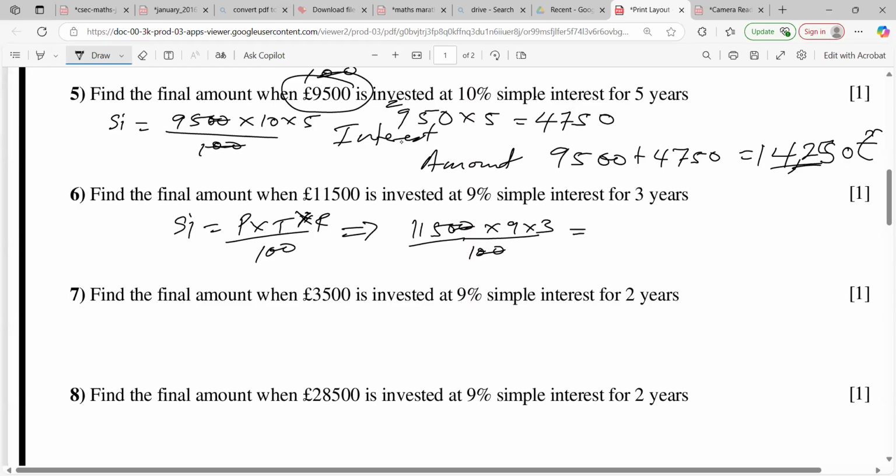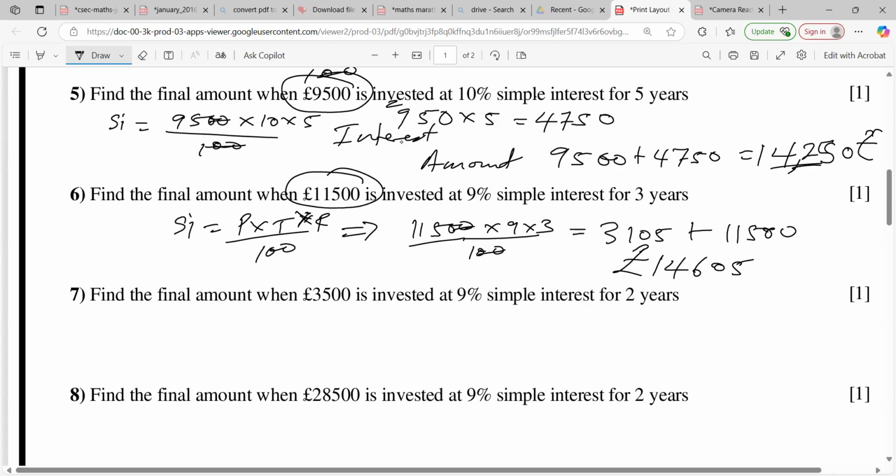Alright, so when I punch it in my calculator, I get 3,105, and I'm going to add that to the original, which is this. So I'll add this to this, and that gives you 14,605 pounds.